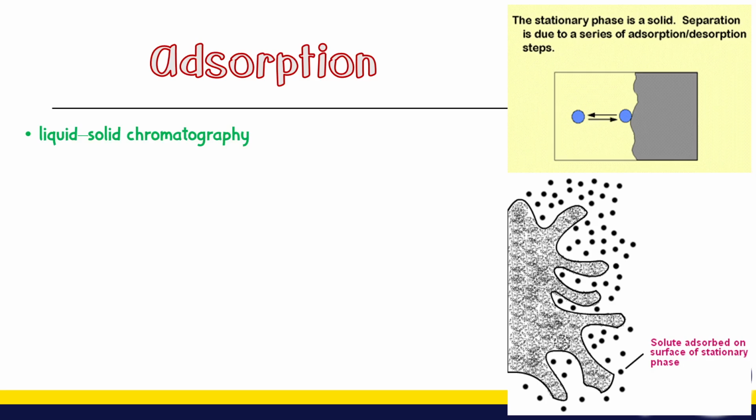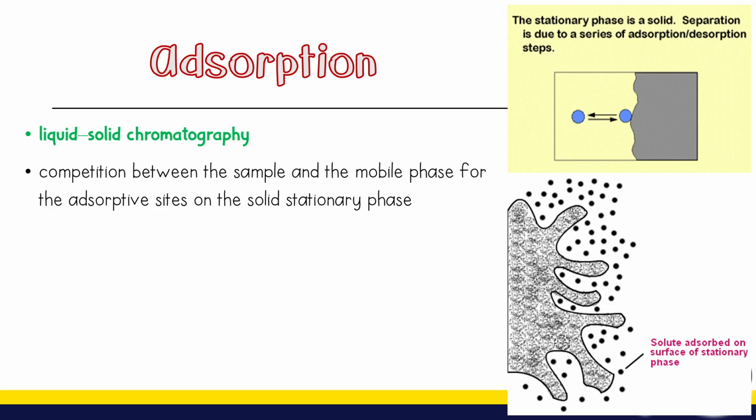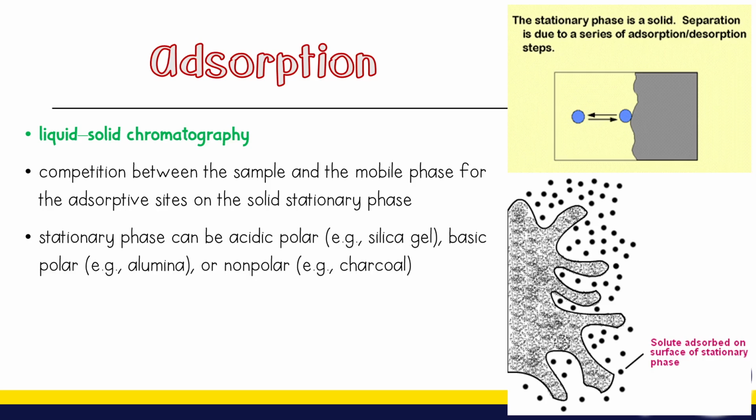From the word adsorption, what we are trying to look at here is the adhesion of your atoms or molecules to a certain surface. Now, adsorption is an example of your liquid-solid chromatography. The first word always refers to your mobile phase, and the second refers to your stationary phase. So since this is liquid-solid chromatography, the mobile phase is your liquid, and the stationary phase is your solid. Competition between the sample and the mobile phase for the adsorptive sites on the solid stationary phase is what is happening here in your adsorption separation technique.